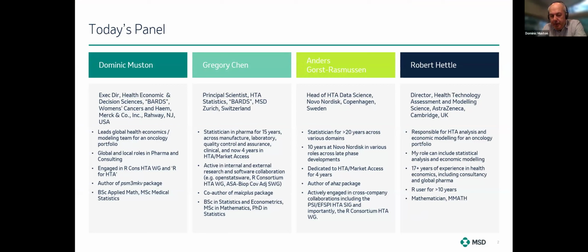Today, I have the pleasure to be joined by three colleagues from industry. Greg Chen is principal scientist at MSD, also in the HTA statistics group. He's a statistician, worked in pharma for more than 15 years in a variety of functions, active in various internal and external research and software collaborations, OpenStatsWare, our consortium, and the American Statistical Association group. He's a co-author of MAIC Plus.